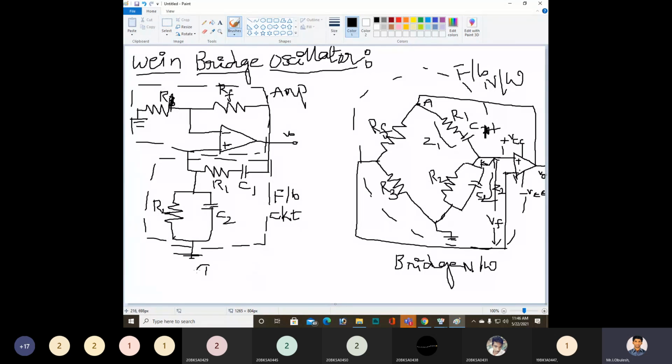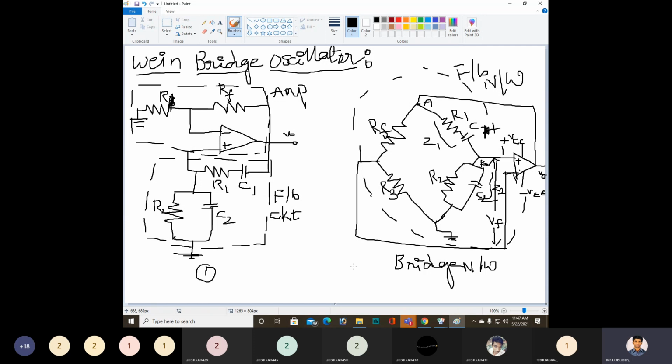First you need to assume the first circuit. In that, the feedback network is called a lead-lag network. At low frequencies this acts like a lead, while at high frequencies it acts like a lag network. So if we have a low frequency signal, it will act as a lead; if we have a high frequency signal, it will act as a lag network. Here the feedback network acts as a lead-lag network.